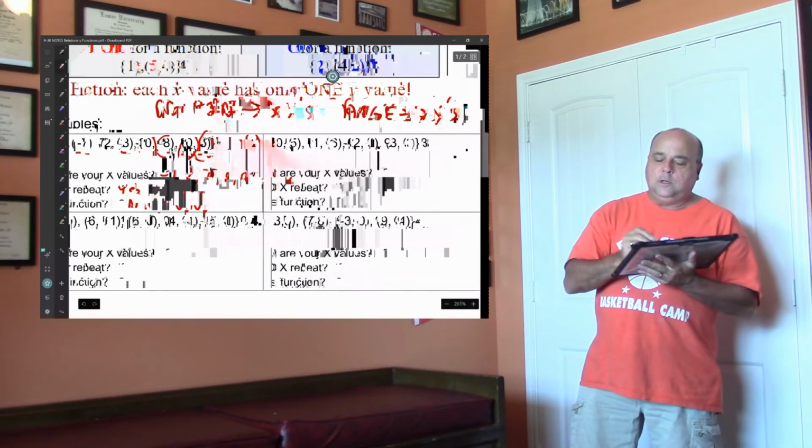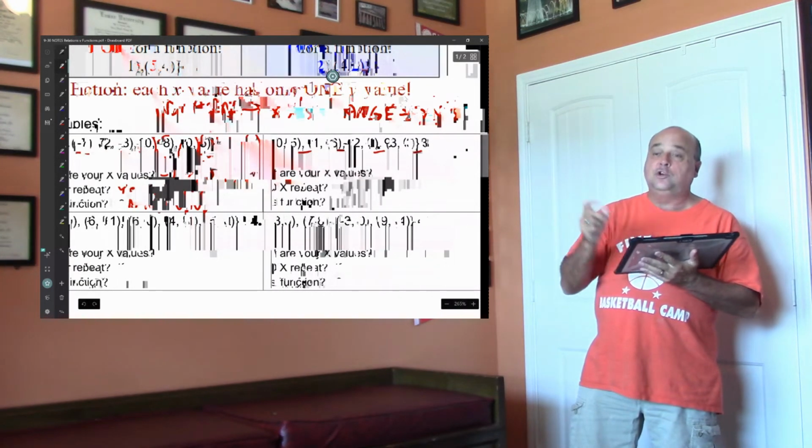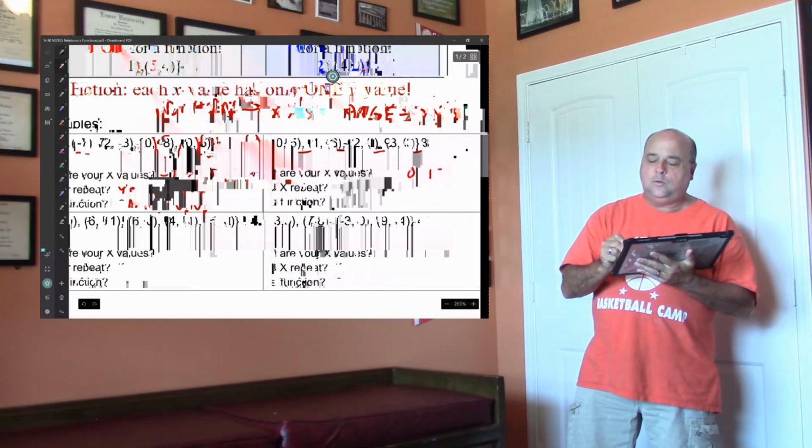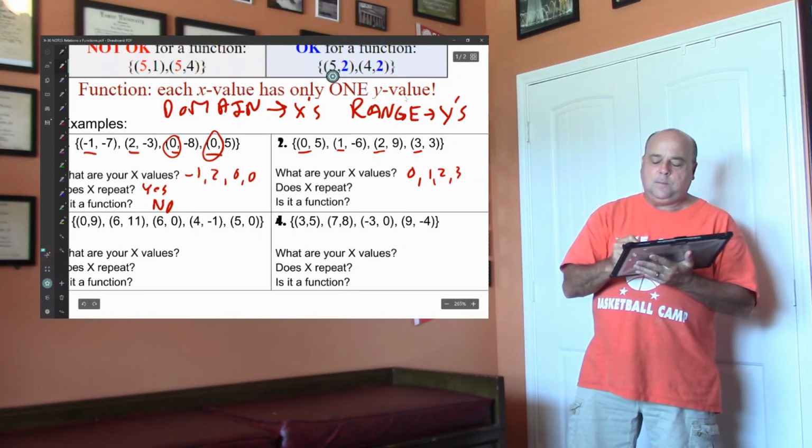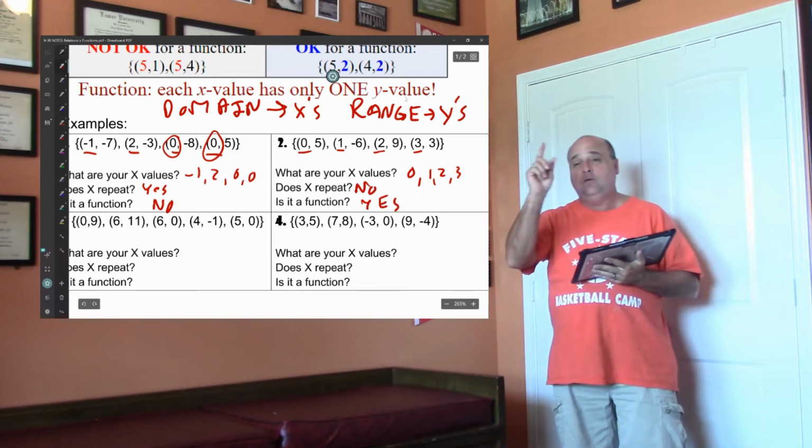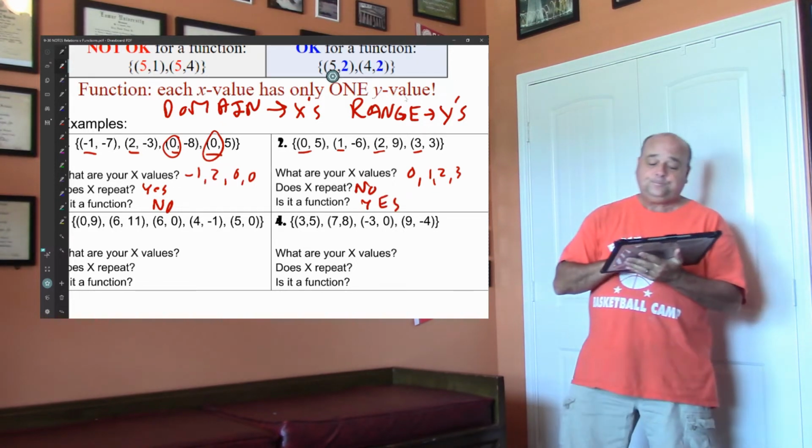Okay, number 2. Underline your x's again. Those are your domains. The domains are 0, 1, 2, and 3. Do they repeat? No. Yes, it is a function. Piece of cake. You did this last year, okay?